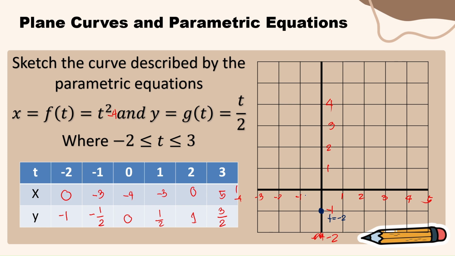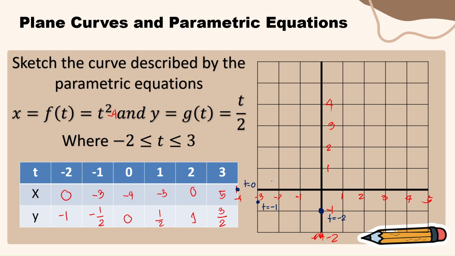If t is -1, our x would be -3, then 1/2. So dito natin siya i-point. This is if t is equal to -1. If t is equal to 0, our x is 4, then y is 0. So located here. T is equal to 0.